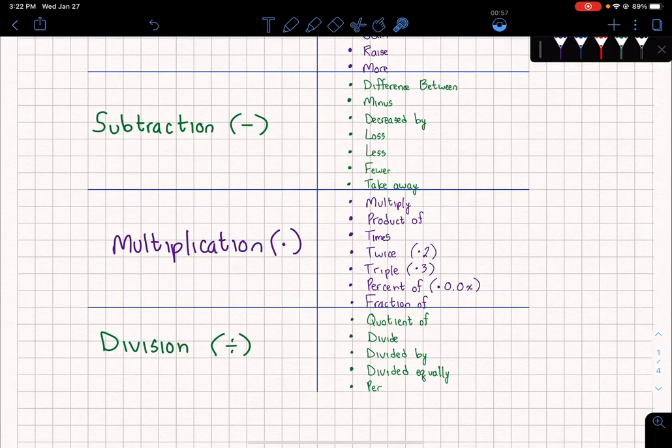Multiply, product of, times, twice, times 2, triple, times 3, percent of, or fraction. This translates to multiplication. And then quotient of, divide, divided by, divided equally, or per. This translates to division. I made a little note here, percent of.